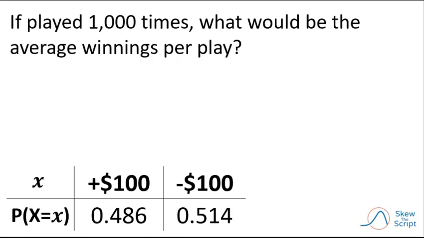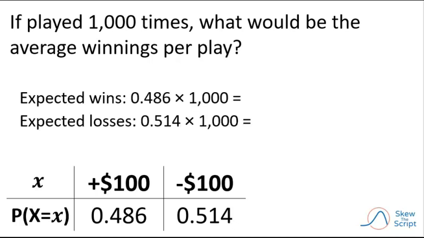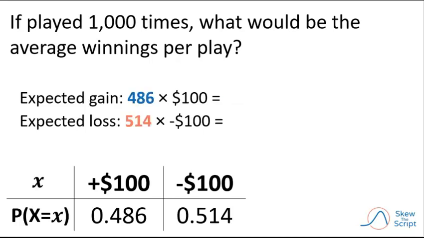Getting back to our model, we can also ask if we played roulette 1,000 times, what would be the average winnings per play? So first we would get the expected number of wins and losses by multiplying by 1,000, and we would expect to win 486 times and lose 514 times. So if we multiply again by the amount of money that we would win or lose each time, that would give our expected gains and losses.